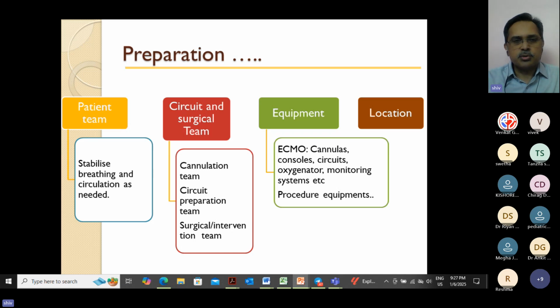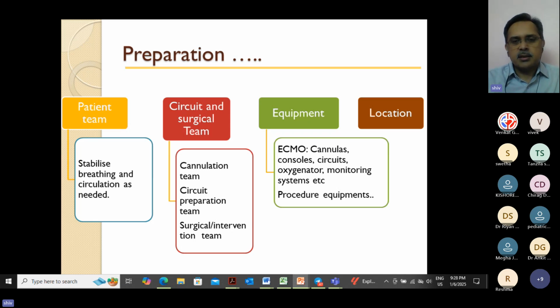The first team has to definitely take care of the patient to stabilize the breathing and circulation as needed when the procedure is on. Then we have the surgical team and the cannulation team, and also the perfusionist team who have to be available at the bedside during the procedure.